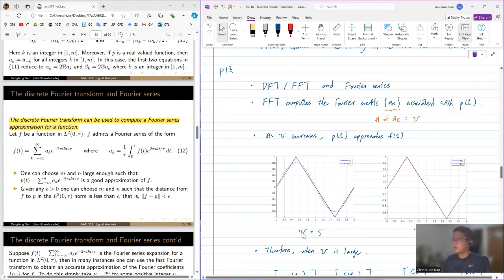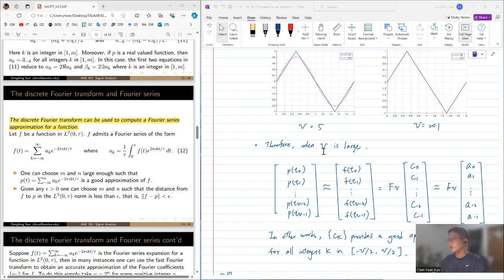So here, let's look at the example that we have talked about. We see that when the number of coefficients is equal to 5, we obtain this red line as an approximation for the triangle function in the blue line. And as we increase the number of coefficients, we see that the approximation better approximates the original triangle function.